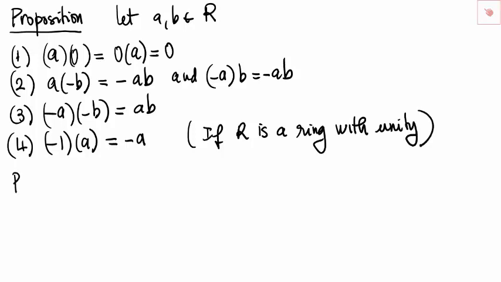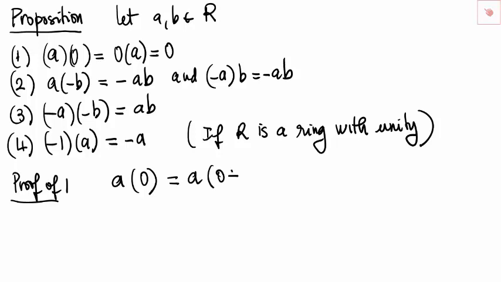Now, let us look at the proof of 1. If we take A times 0, whatever our 0 is, keep in mind that this may not be the usual 0, or this A may not even be a real number. We could be dealing with matrices or even things much more foreign to us. In any case, by definition, 0 is 0 plus 0. And then by the distributive property, this is A times 0 plus A times 0.